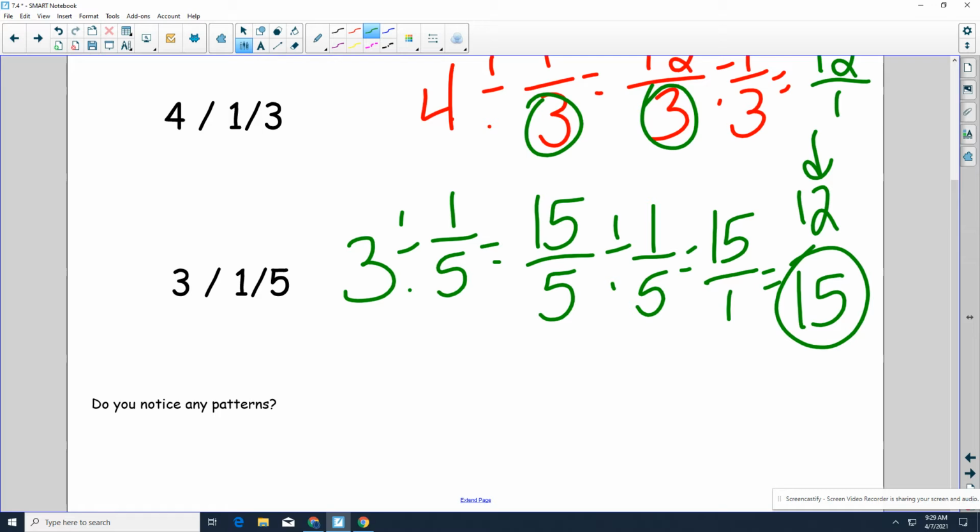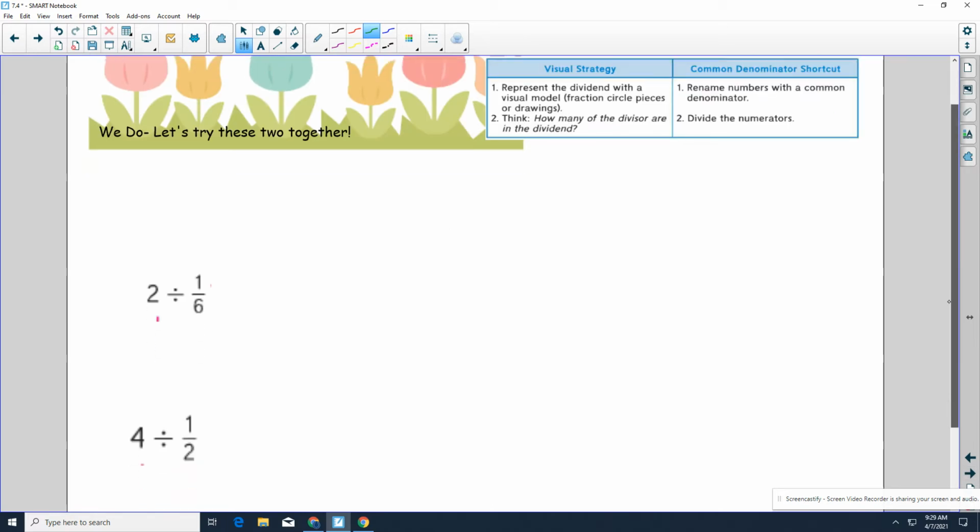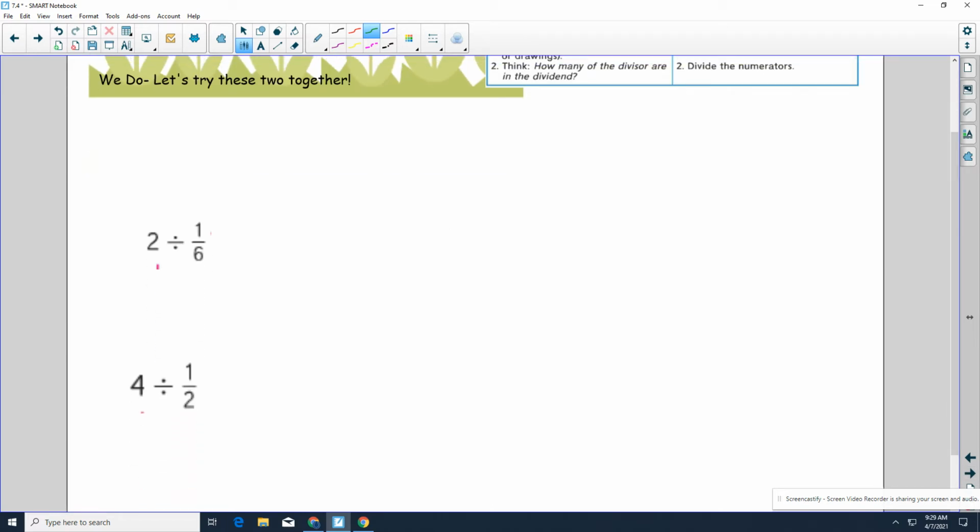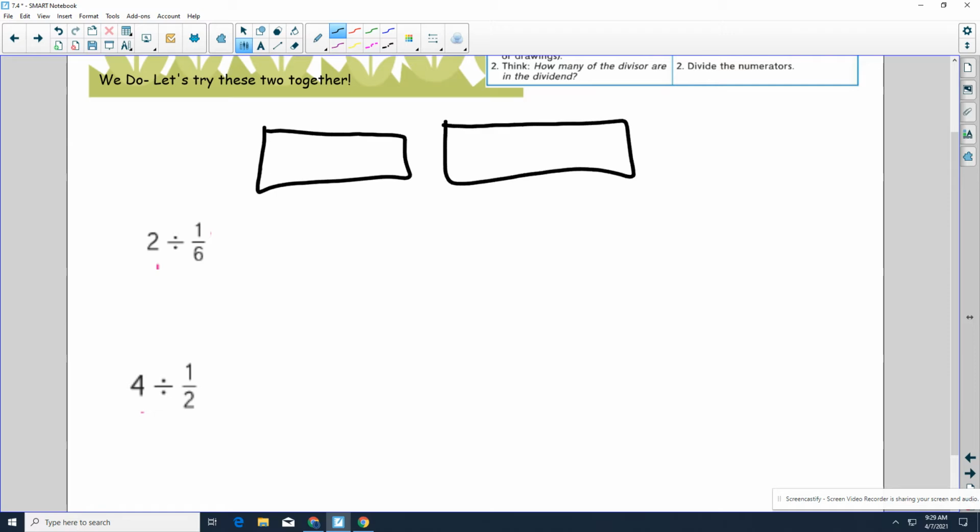You've noticed all our denominators when we divide end up coming out to be 1. So let's look at these together. Let's try. I can do the drawing. So let's do a drawing first. And I don't really like circles. I think they're a little bit harder to do.